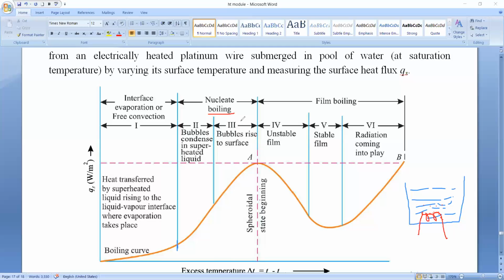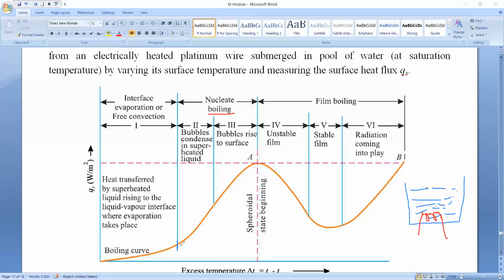So the third regime represents bubbles which rise to the surface. Whatever bubbles are formed on the surface of the metallic heater, these bubbles will rise up to the surface and collapse at the surface. So this is called the third regime in nucleate boiling.